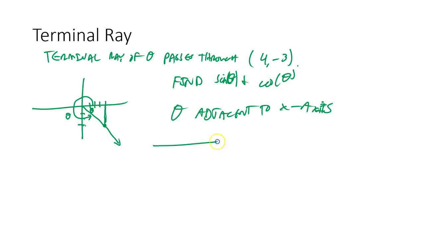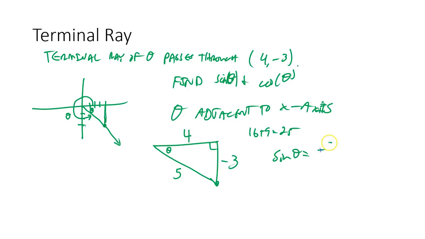So if we break that triangle out, it looks like this. Theta adjacent to the x-axis, there it is. 4, negative 3 is the coordinate point there. That means this length is 4, and this guy is negative 3. You could make it just a 3 and then figure out the signs later, but I think it's easier to do it this way. So we need to find the hypotenuse. a squared plus b squared, 16 plus 9 is 25. Square root of 25 is 5. So we have a 3, 4, 5 right triangle. Sine of theta is going to be opposite over hypotenuse, negative 3 fifths. And cosine of theta would be 4 fifths.